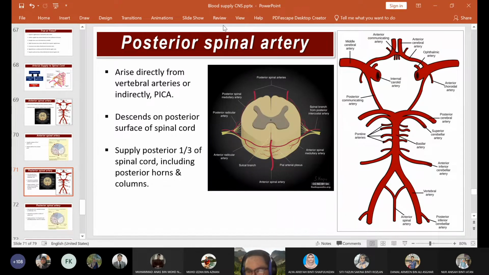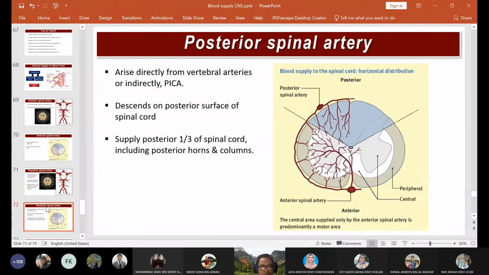Posterior spinal artery pula tadi yang belakang, this one. Tak ada kat sini, sorry. This is the wrong picture. I'll change this picture. I thought this one is posterior. This is PICA. So you know this already. I think I've shown you in the past that there's another artery coming out. Dia akan bagi 2. Okay. Posterior spinal artery, it can also come from PICA. So maksudnya it can come directly from the vertebral artery, and also it can come from a branch of this artery. Okay. So it descends on the posterior surface of the spinal cord and supplies the posterior 1/3 of the spinal cord. Okay.